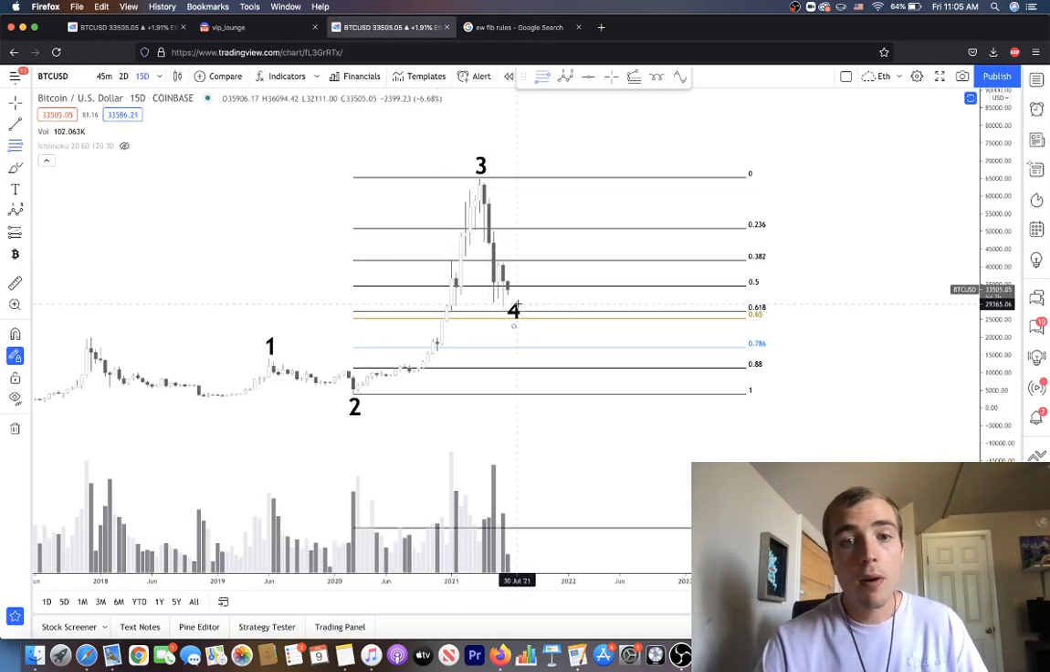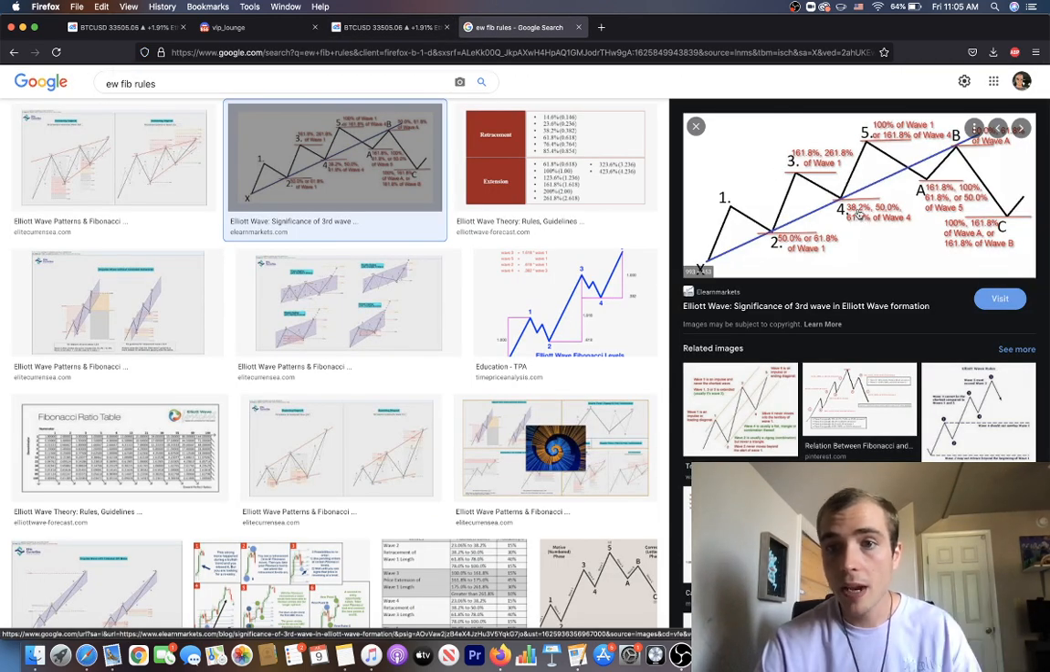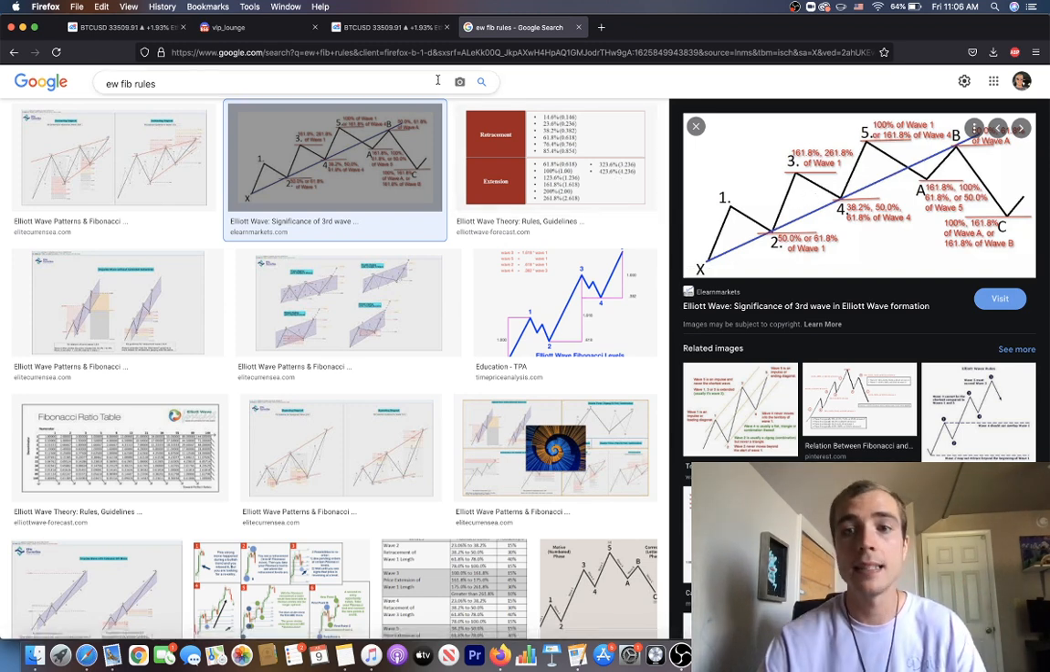So 3 and 4, wave 4, stops between, it says right here, the .382, the 50%, and the .618.